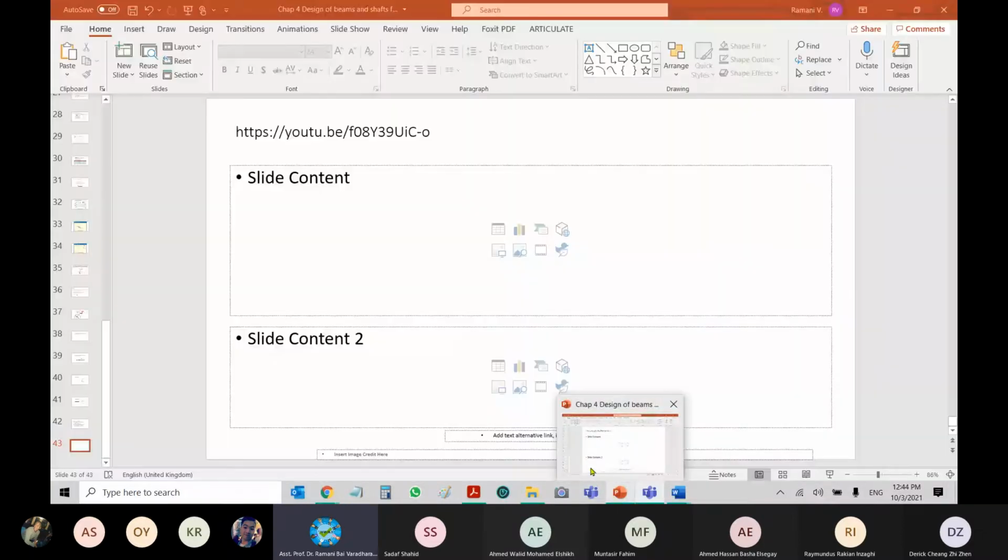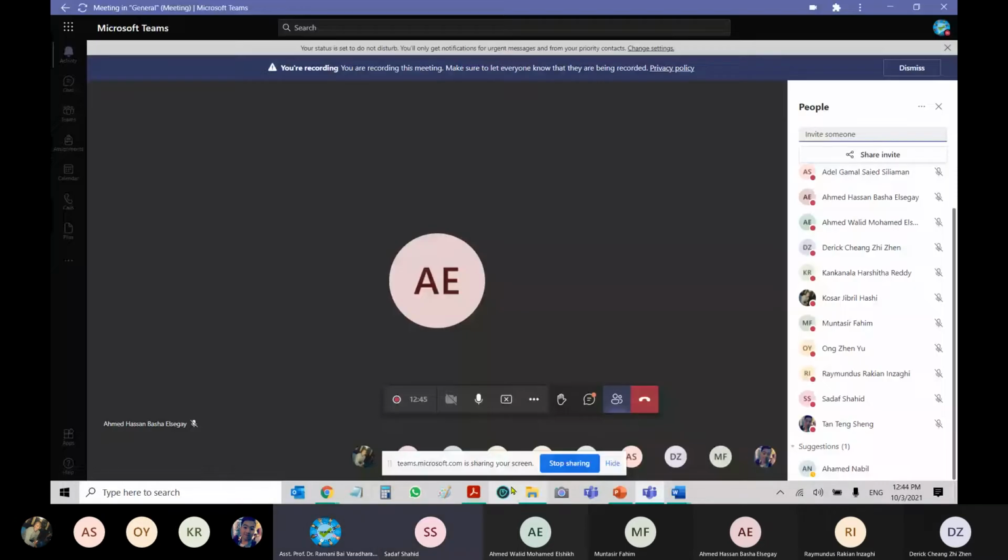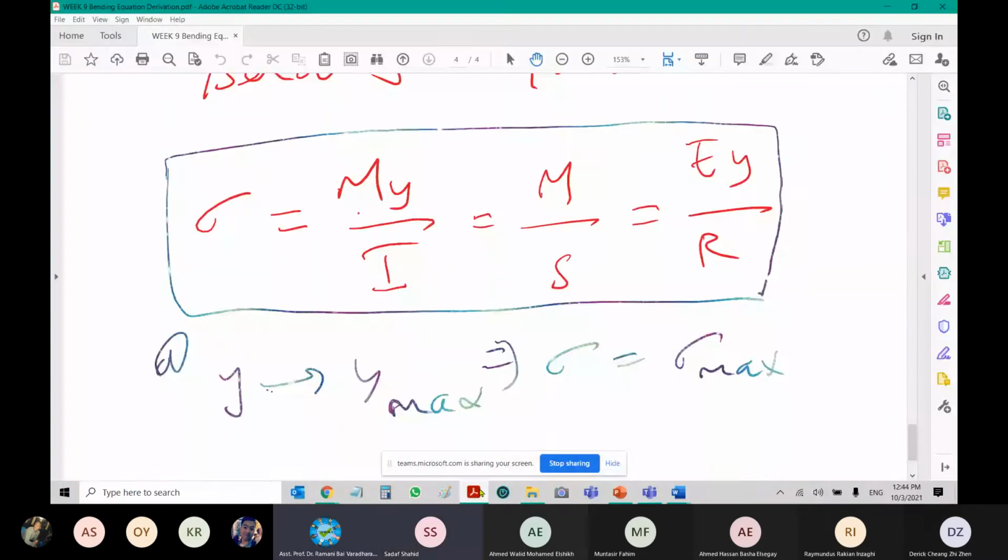Okay, congrats again. Sarah Sagib, can you please read for me this equation that I am displaying here? Can you see the PDF file? The bending equation. Sigma is equal to M over I, equal to E times Y over R. Thank you. So this is the relation.